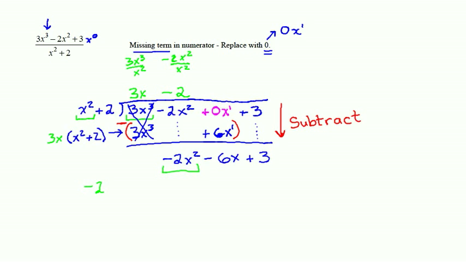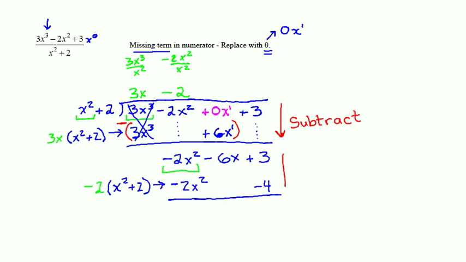Then I bring down that negative 2 that I just calculated, and I multiply it by x squared plus 2 to get negative 2x squared minus 4, again choosing to line up the terms with the like term that they will naturally combine with each time.